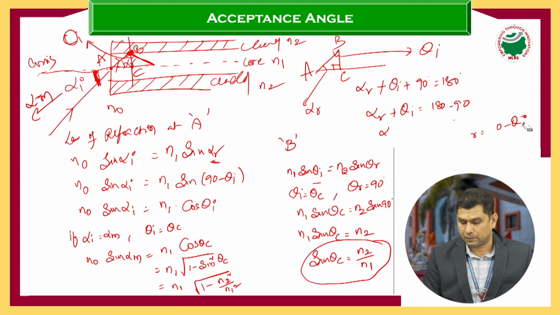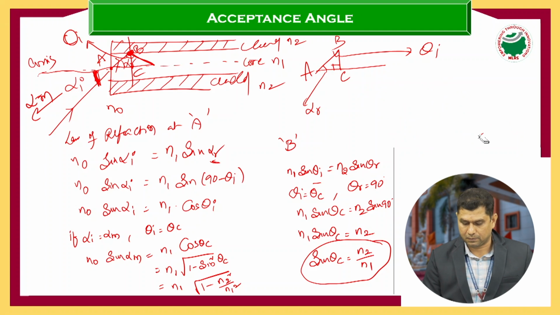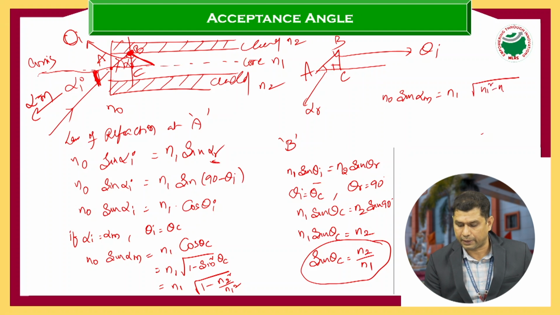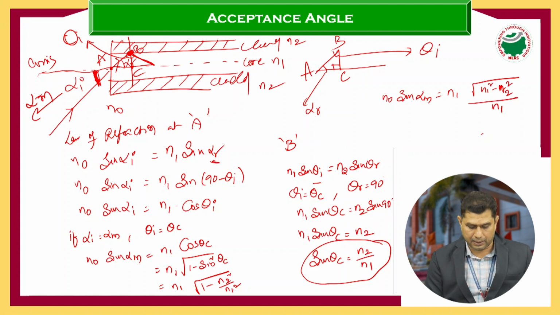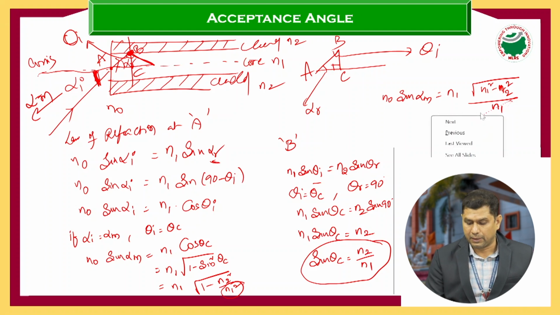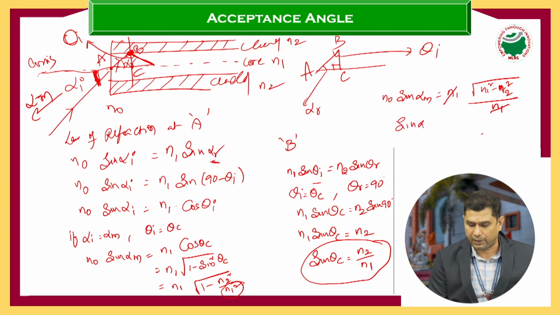Now here I will arrange this. Now our equation becomes N0 sin alpha M equals N1 times the square root of, taking the LCM, N1 square minus N2 square by N1 square, because after the LCM I am bringing N1 square outside the root. That's why it becomes N1. This N1 and N1 will get cancelled. Sin alpha M equals under root of N1 square minus N2 square by N0.